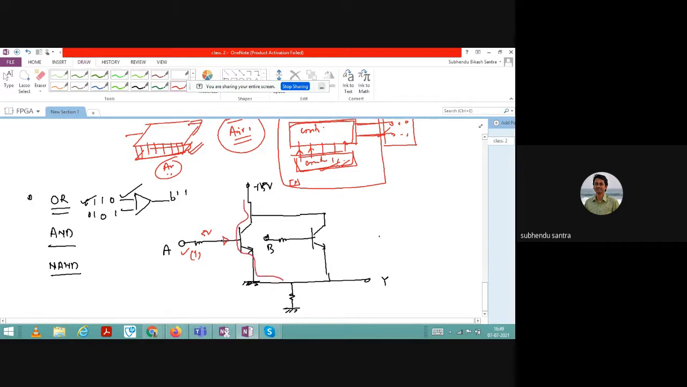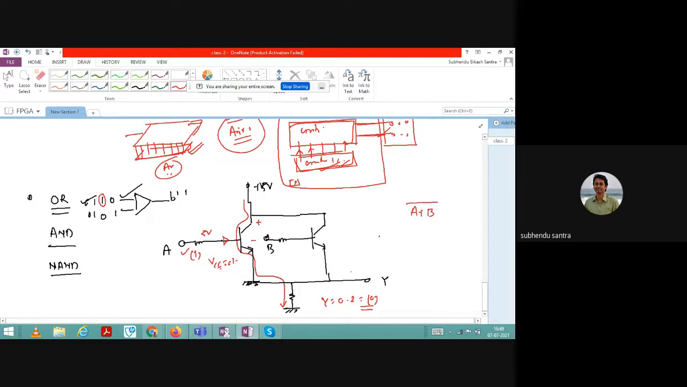Okay, operating means there is a current flow. So whenever there is a current flow, you can understand that the cutoff voltage VCE is around 0.1 or 0.2 volt. So Y will be coming as 0.2, or it is 0 volt, which is against the law. That means if anyone is high, output should be high, but the output is here 0.